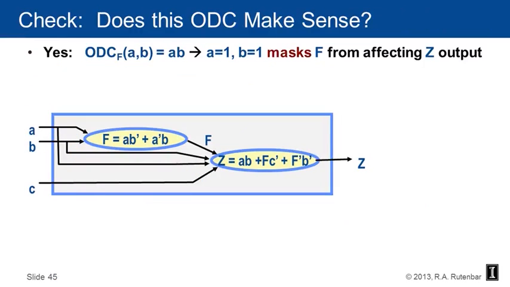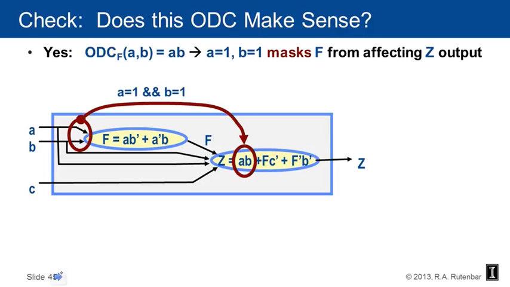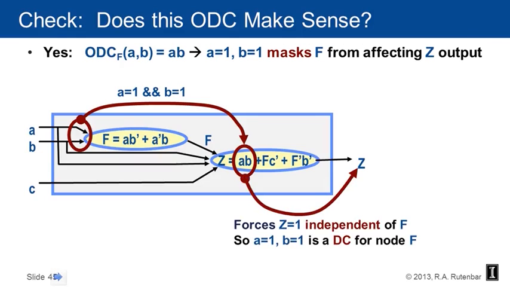Now, as we did in the previous CDC example, it's good to just ask the question, does this make sense? If I tell you that the ODC of F, which is a function of A and B, is AB, that means that we think A equals 1, B equals 1 masks F from affecting the Z output. Is that the case? Well, if A is 1 and B is 1, then the AB term in Z turns into a 1. And very clearly, it forces the Z output itself to be a 1. And once you force the Z output to be a 1 with A equals 1, B equals 1, Z doesn't depend on F anymore. So yes, in fact, A equals 1, B equals 1 is a don't care for node F. It all works because A equals 1, B equals 1 forces Z to be a 1.